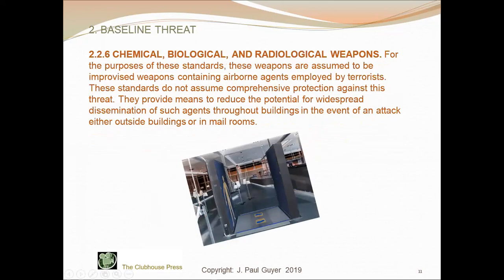And then the next category of threats is the chemical, biological, and radiological weapons. And for purposes of this discussion, those weapons are assumed to be improvised weapons, not something that's manufactured within a country's military environment or something like that. They're improvised, and they are assumed to contain airborne agents employed by terrorists.